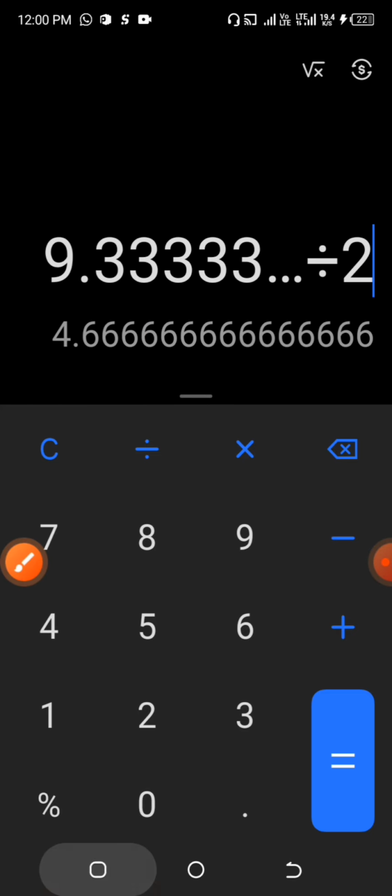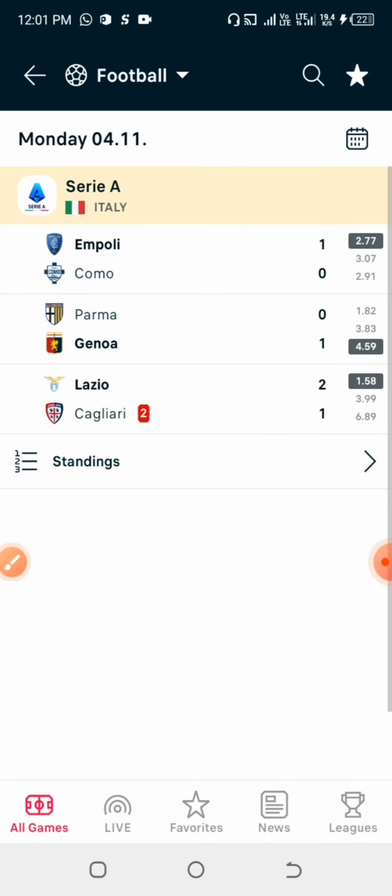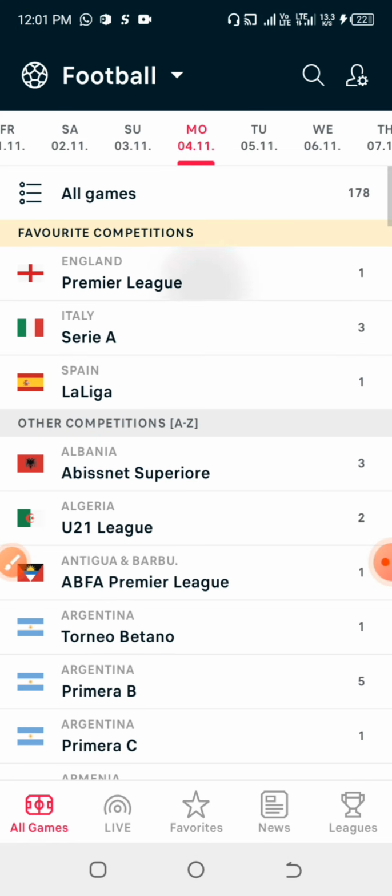Now if you want to try to compare it to other games like this, I'm going to show you something. Let's check this.